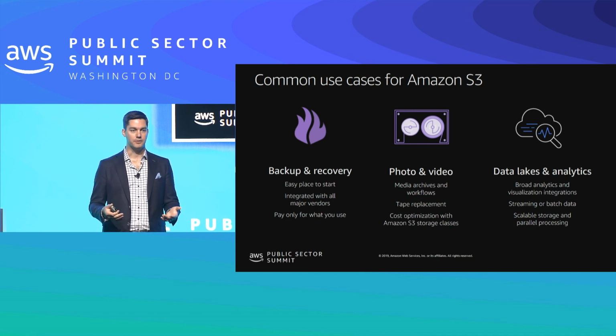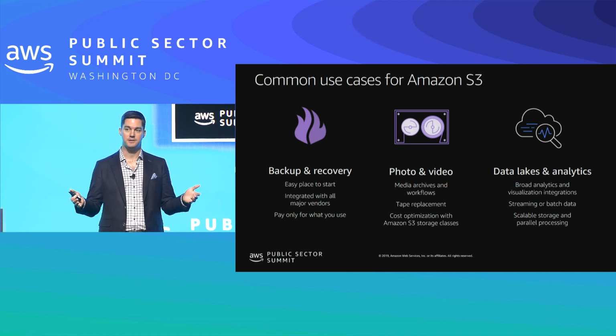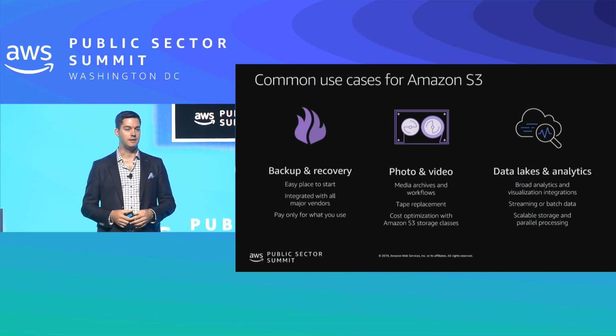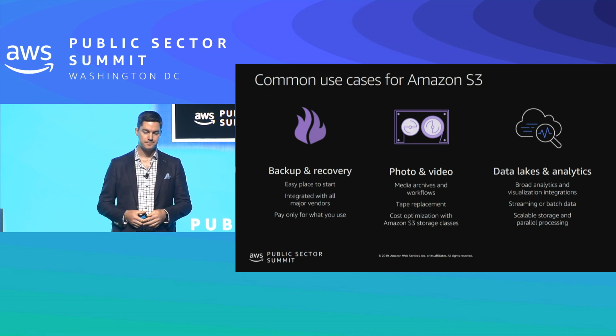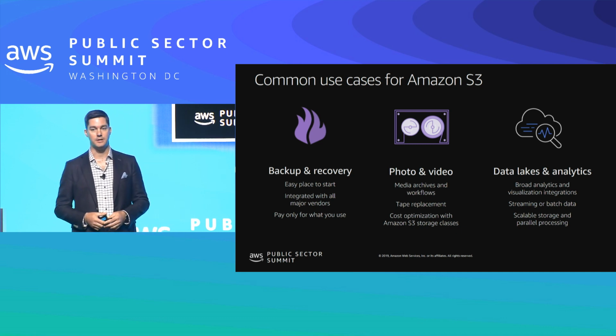It also works very well for customers who are completely or well on their way to the migration, because you can back up to a different AWS region and provide some geographic redundancy, so that in the event of any type of disaster, whether it's a system issue or a natural disaster, you can fail over to your alternate location. Photos and videos are another great use case.